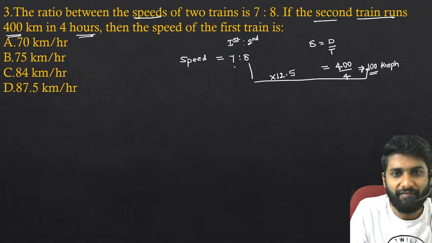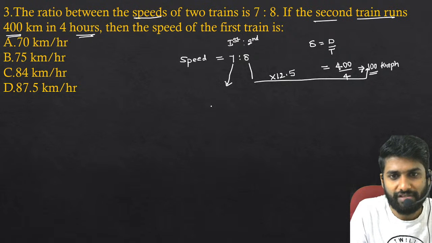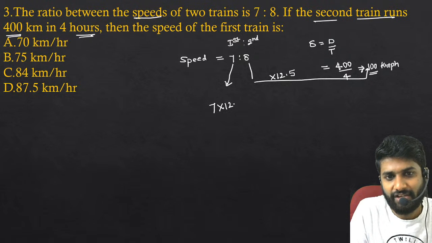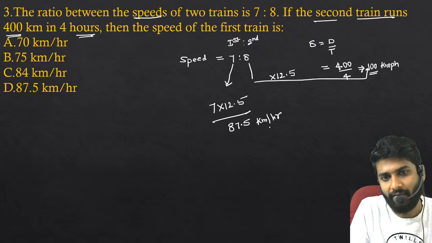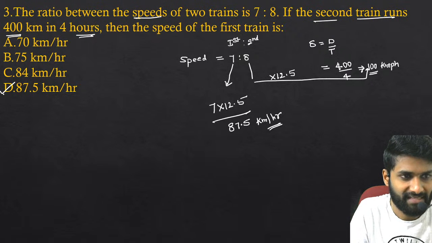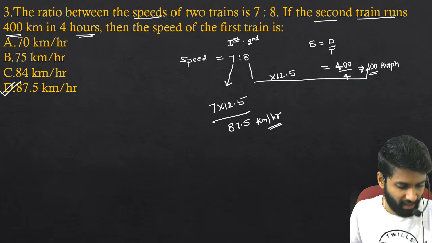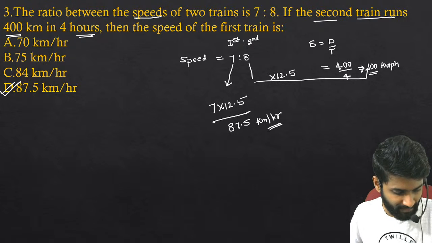Then what is the speed of the first train? Speed of the first train is exactly equal to 7 units. 7 into 12.5, the result is equal to 87.5 kilometer per hour. This is the comparison. The answer becomes exactly 87.5 kilometer per hour.